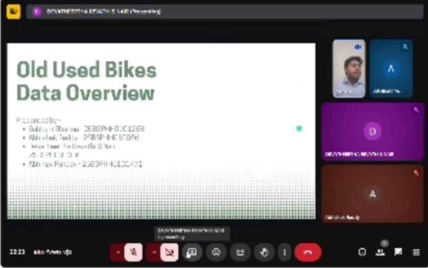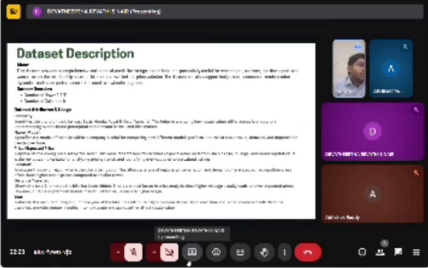So the first slide is the data description. About this dataset, this provides a comprehensive collection of used bike listings across India. The dataset can also support insights into consumer trends, market dynamics, and brand performances in the used two-wheeler segment. Coming on to the data overview, it has 1101 rows and the number of columns is six.